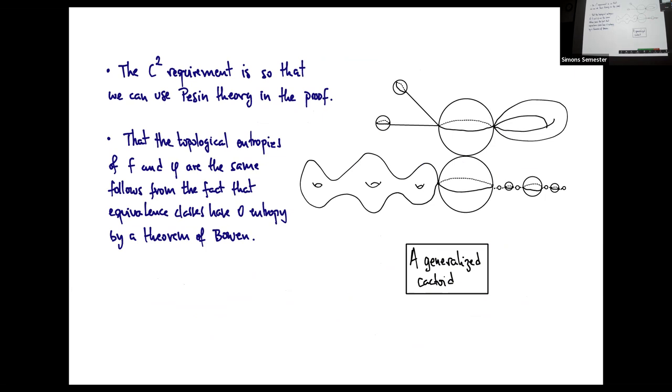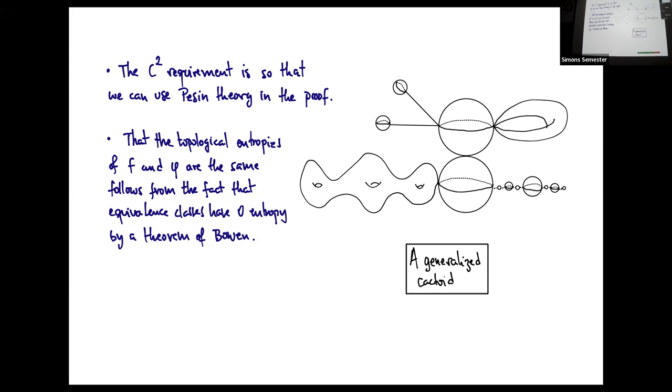And then why do I take C2? Well, I took C2 because secretly, I said it had few hypotheses, but I had to use some heavy duty stuff here. And what I have to use here is Pesin theory. So I need C1 plus epsilon. Okay. So I need Pesin theory.